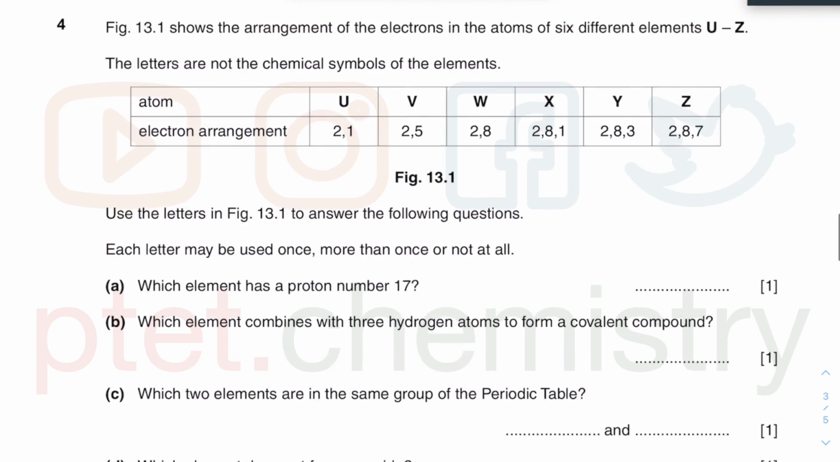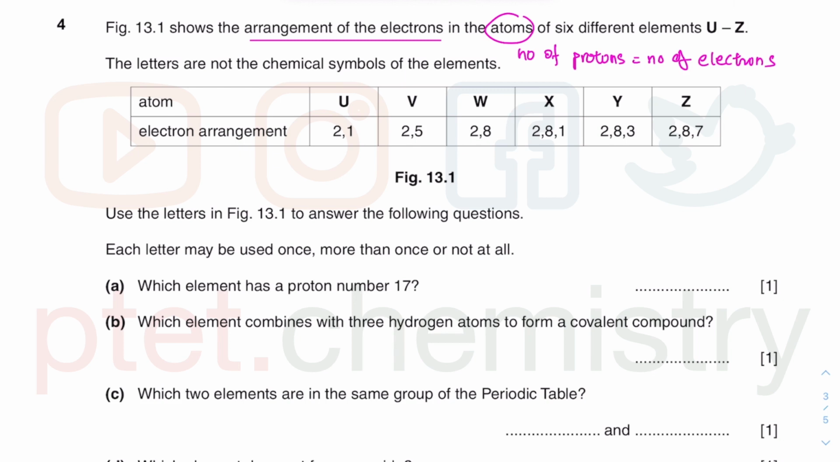So this is the very last question that I'll go through in this tutorial. These are arrangements of electrons in atoms. If you have atoms, the number of protons equals the number of electrons, because the positive charge of protons gets balanced out by the negative charge of electrons.